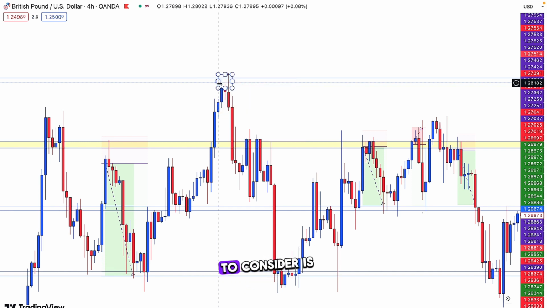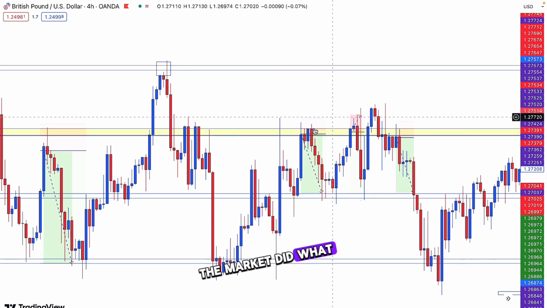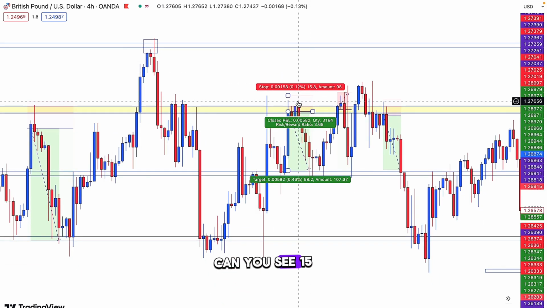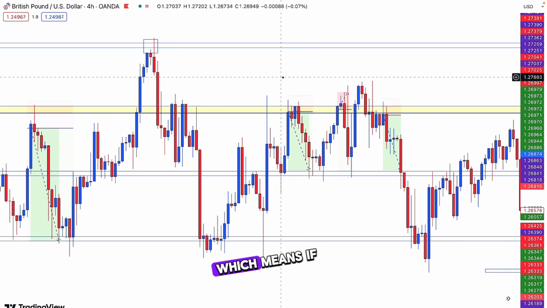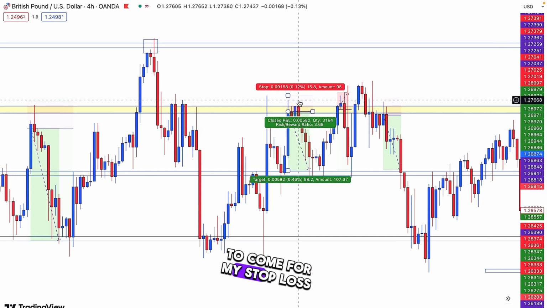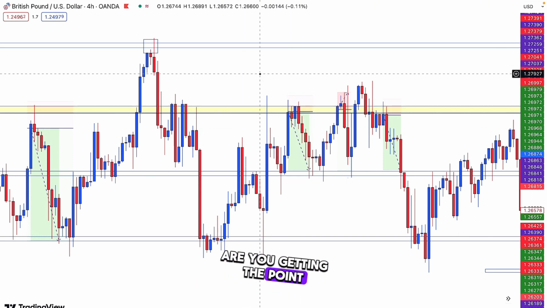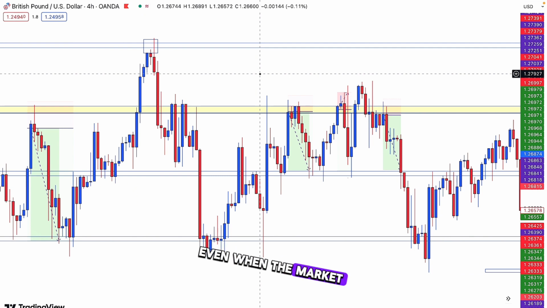Now, the next thing you need to consider is what? Look at this second setup. On my entry time frame, I got the CSP and I set it right there. Can you see 15 pips? Right? 15 pips, but then it is well above the resistance. Which means if the market wants to come for my stop loss, it has to fight the resistance first. Are you getting the point? Have something that could help you fight the market back, even when the market is trying to take you out.